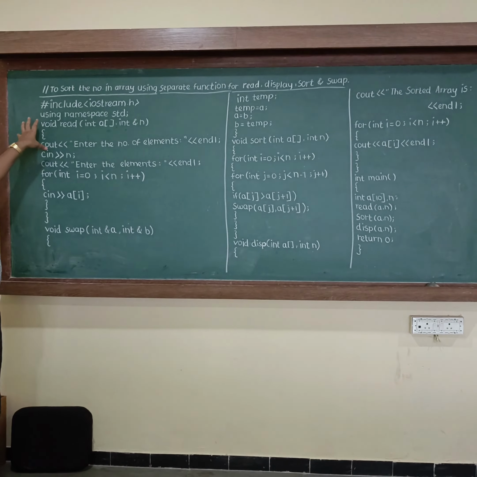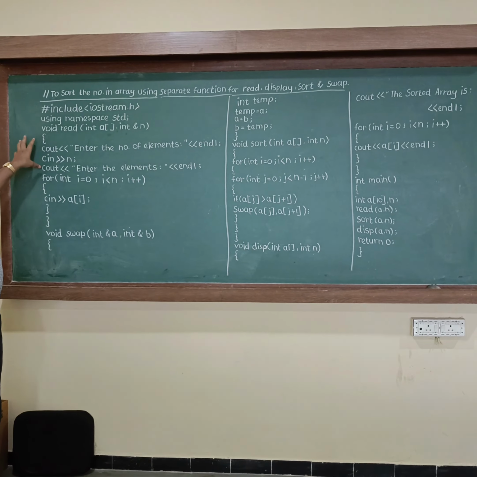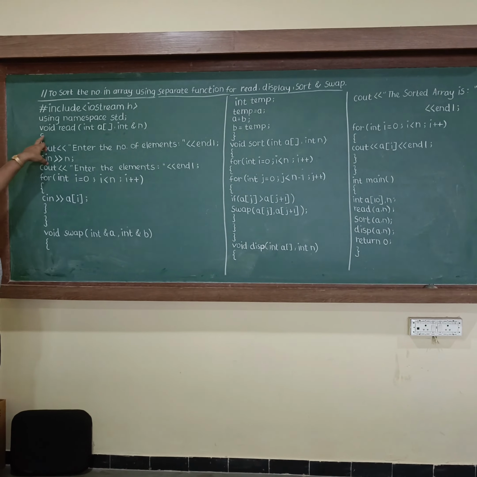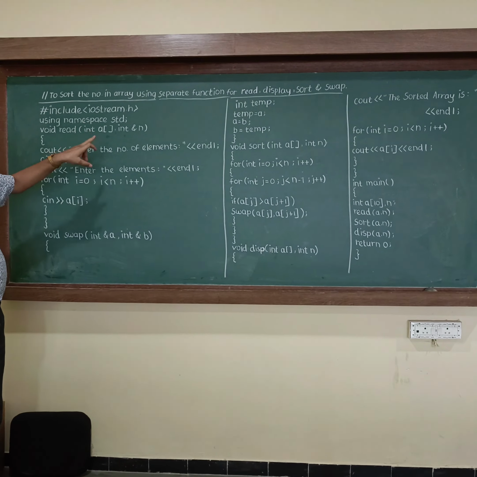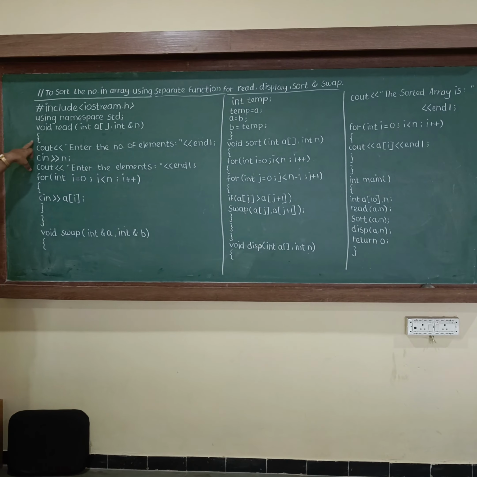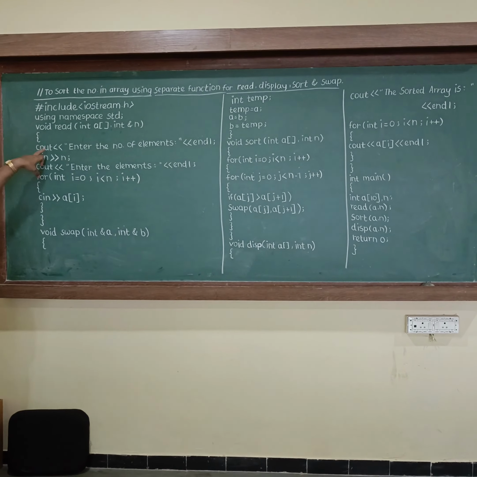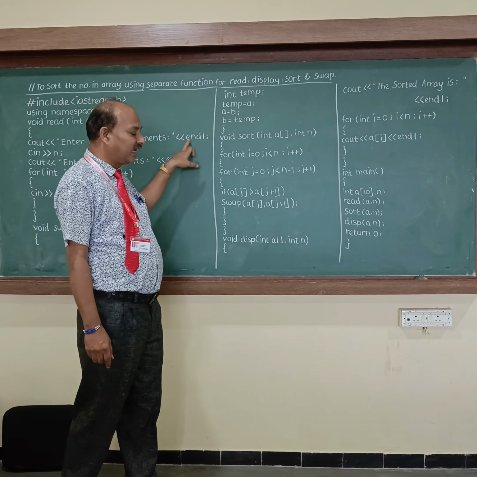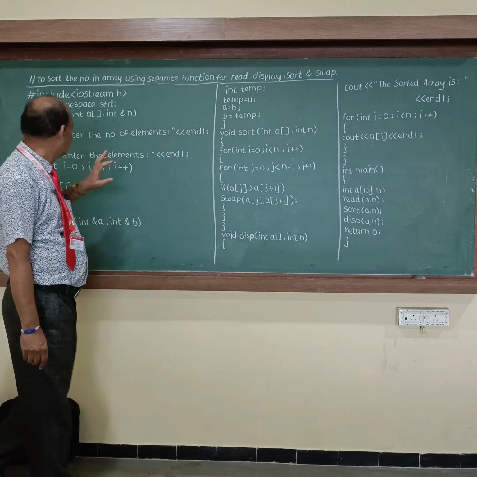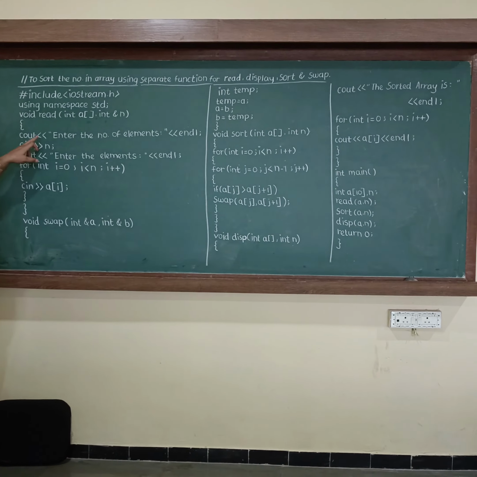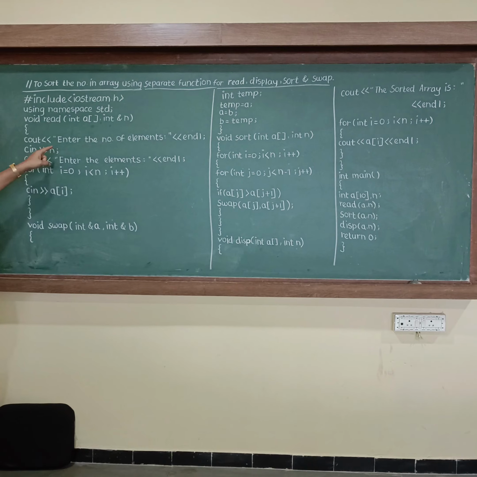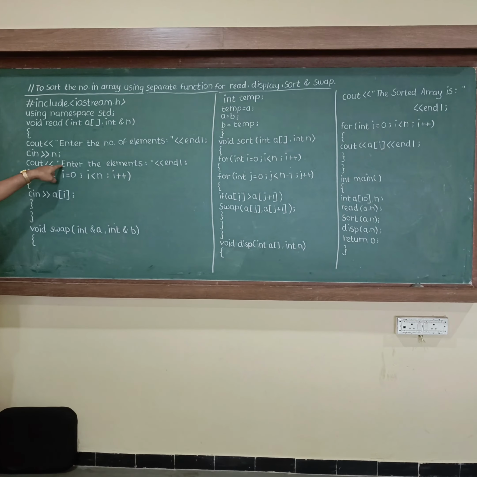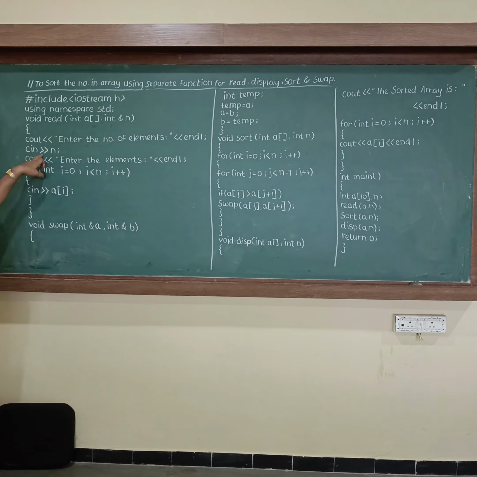Then void read(int a[], int n). That is int, for using the program, and then open the brace. Then cout << "Enter the number of elements" << endl; then cin, that is the extraction operator, cin >> n. With n you have the input.